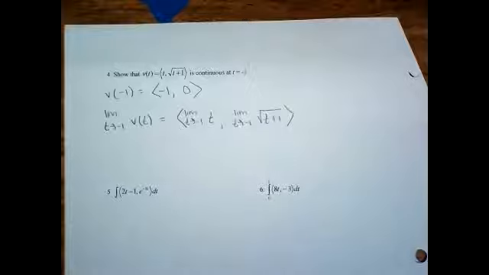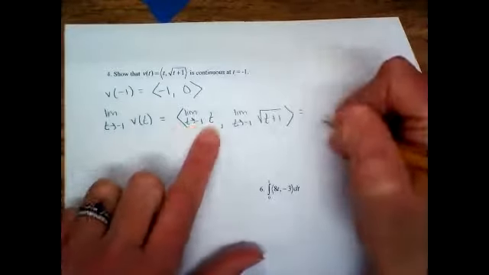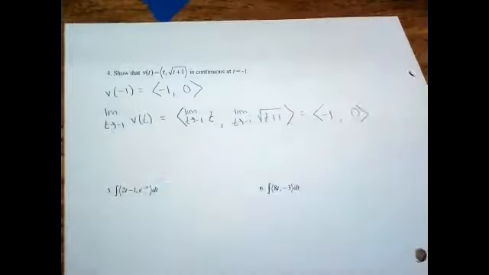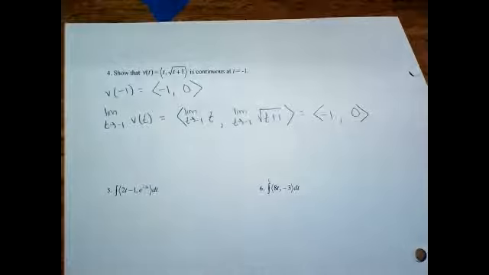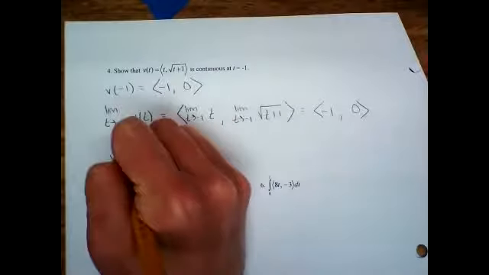Which is a lot of writing just to say the same thing over and over again. But if you do this limit as t goes to -1 of just t, you would get -1, and for this one you would get 0. And lo and behold, they are the same thing. So what do we get to conclude? Therefore what? Continuous at t equals -1.